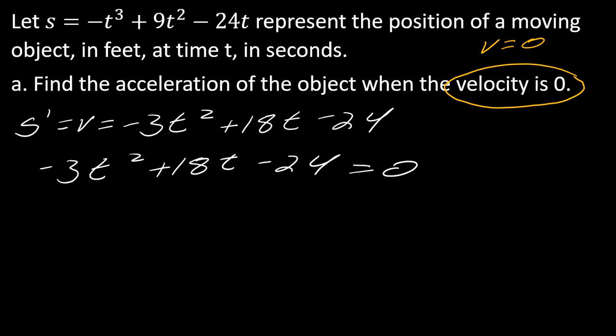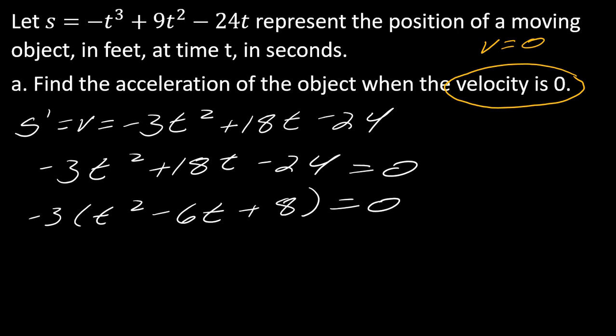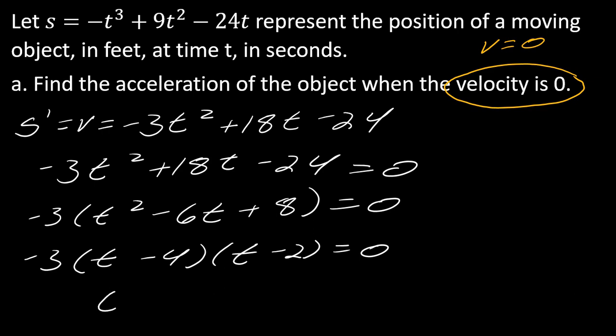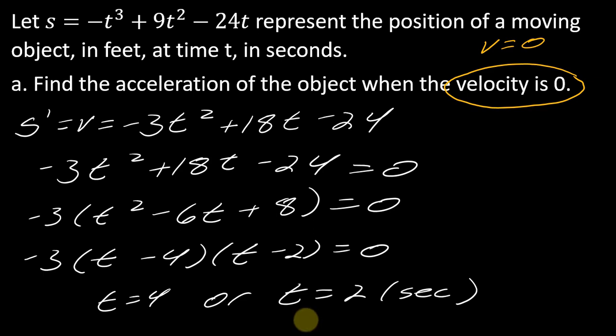Now I'm going to cross my fingers that I can factor this. So I'll go ahead and factor out the 3. Then I get this function here, and that does factor. So this factors as t minus 4 and t minus 2. So my two solutions here are t equals 4 or t equals 2, and of course that's in seconds. At t equals 4 and at t equals 2, the velocity is 0, so 0 feet per second. Now I have to use this in the acceleration equation.